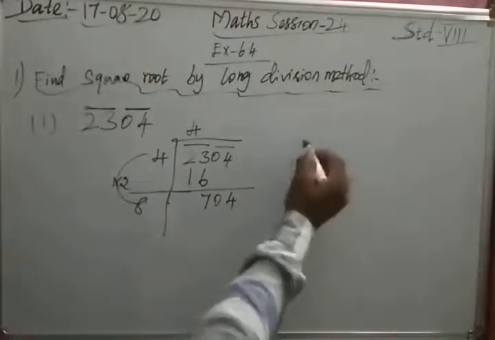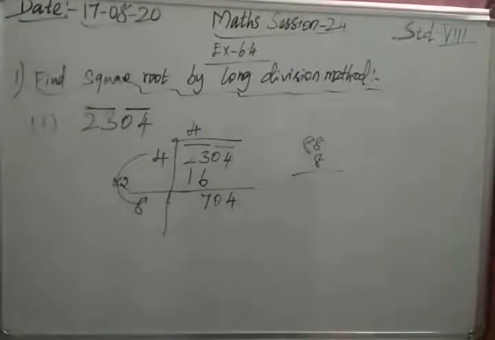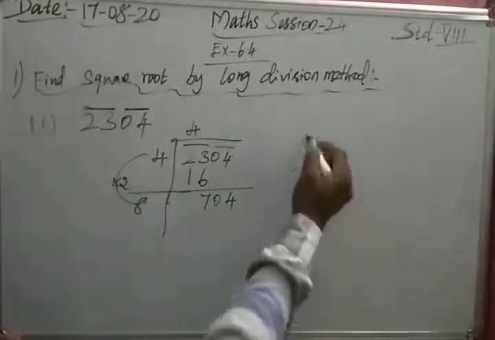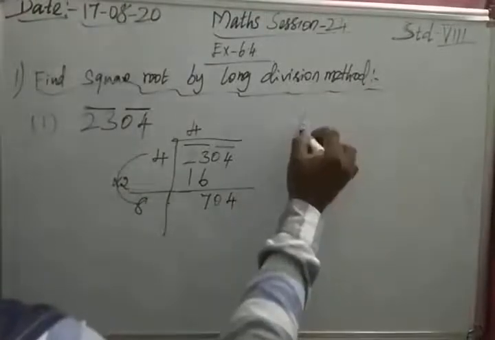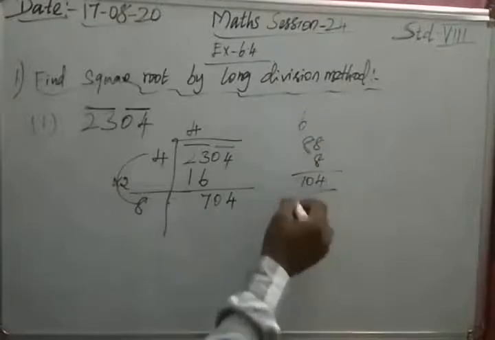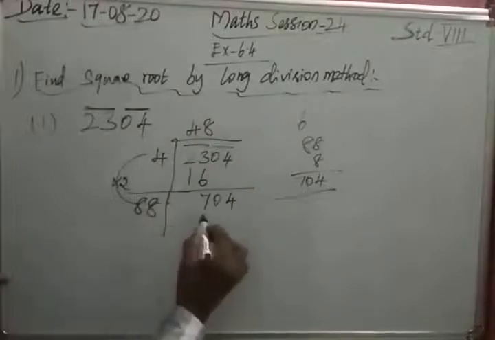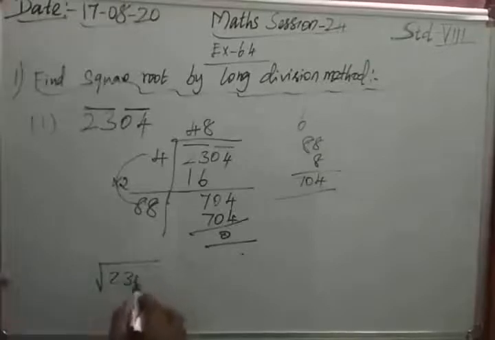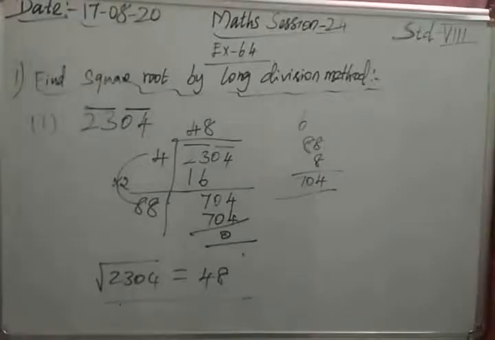So with this 8, you multiply 8 by 8. Here we have to substitute the 8 as one more digit. Then we multiply this. What is coming? 8 4s are 32, that is 4 balance 3. 8 8s are 64, balance 6, so 70. Okay, very good. The answer we got, 704, is coming. So we substitute the value 8, 8 and 704, then we get 0. So we can say that the root of 2304 is equal to 48.